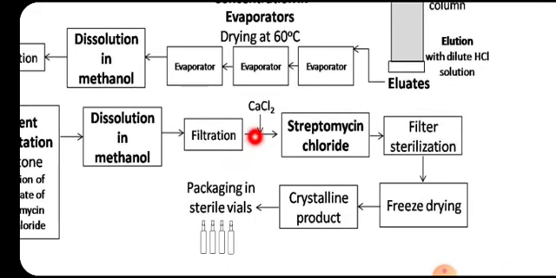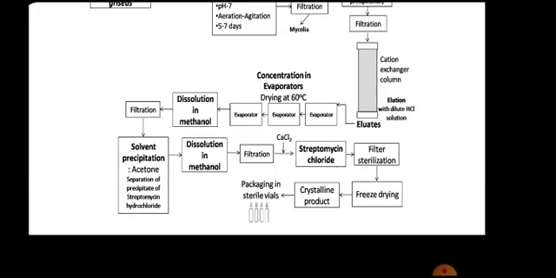After filtration, calcium chloride is added as a precipitating agent that will convert streptomycin into streptomycin calcium chloride salt. It is then filter sterilized. The solution is filter sterilized and freeze dried, that is lyophilization, to obtain a crystalline fine powder, and then it is ready for packaging in vials.